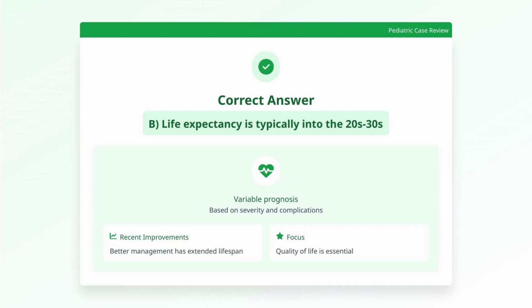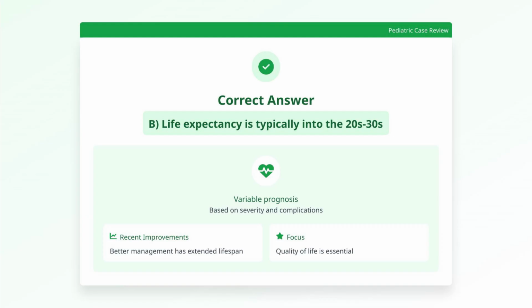Life expectancy for individuals with ataxia telangiectasia is typically into the 20s to 30s, although this varies considerably based on severity and complications. Improved management of infections and respiratory complications has extended lifespan in recent decades. When counseling families, it's important to balance honest prognostic information with emphasis on quality of life and the significant variability in disease course.